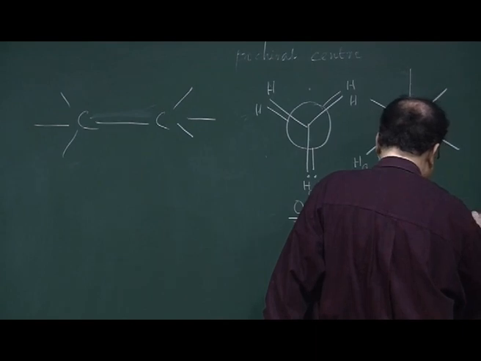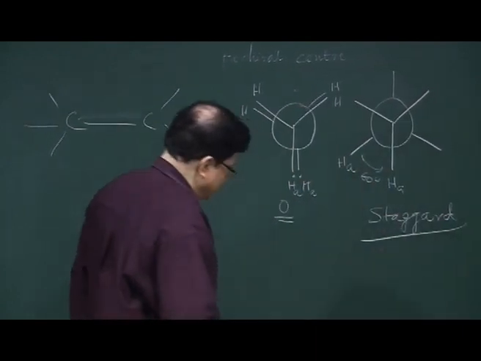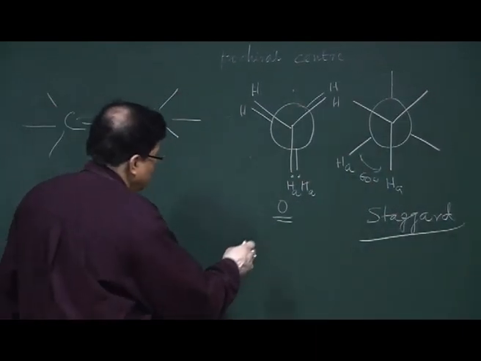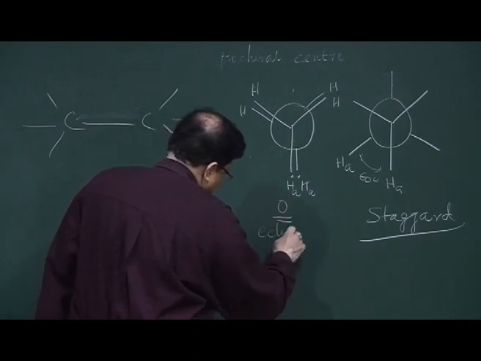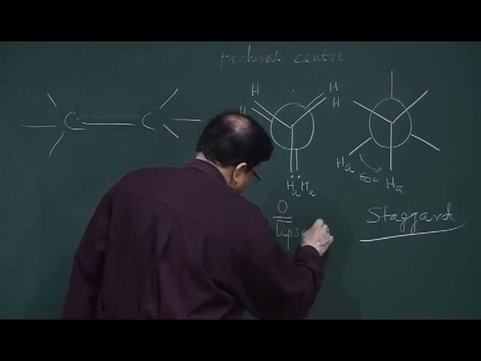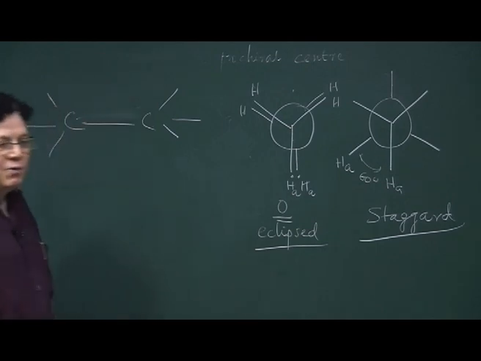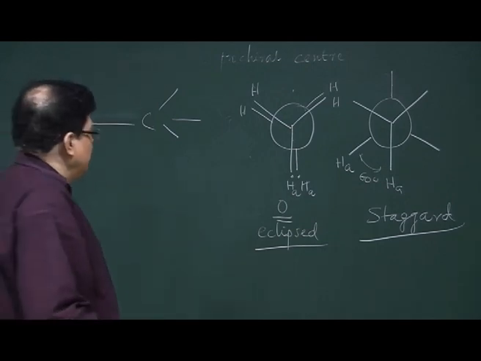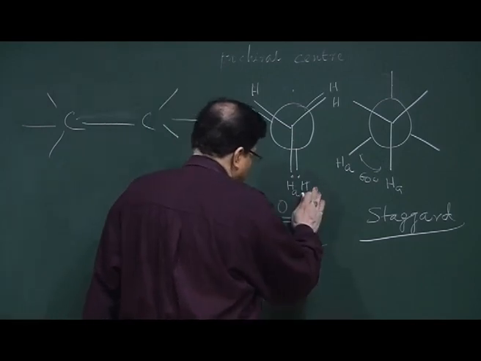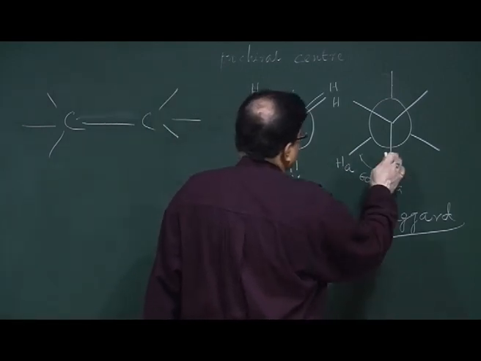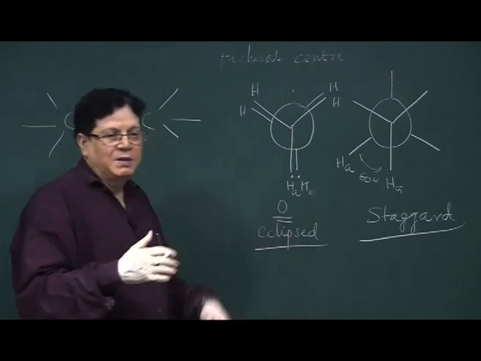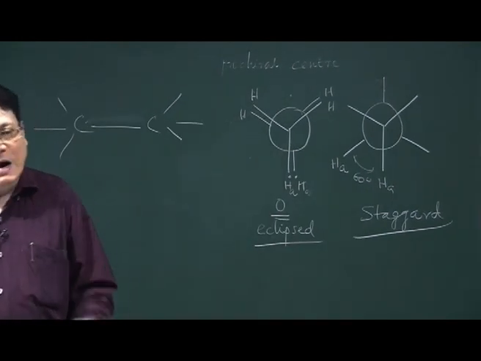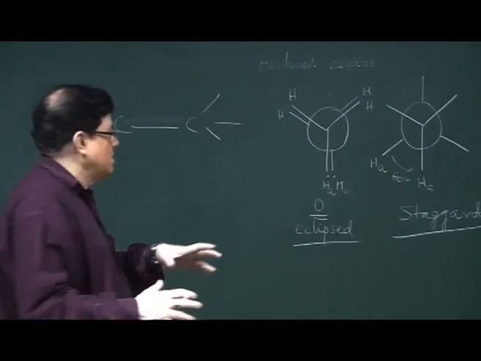Staggered, that is staggered, and this form is what is called the eclipsed form. Obviously, staggered form will be more stable than the eclipsed form. In case of ethane, we start with ethane, the stability difference between the staggered and the eclipsed varies from substituent to substituent.